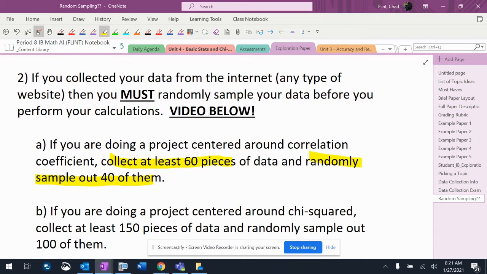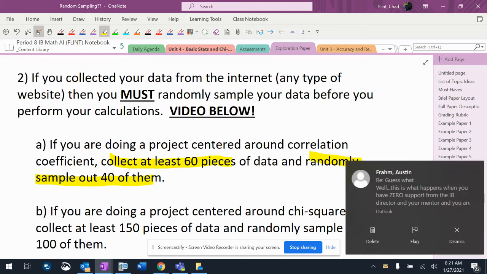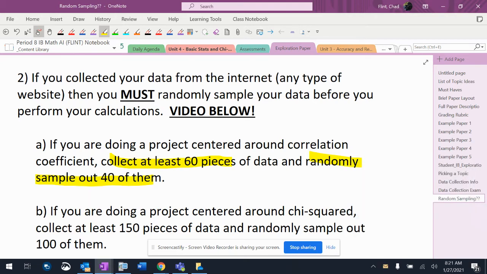All right, that's incredibly important because your data is not random because you're taking it from a set of data that's already existing. So we have to be able to randomly sample it.